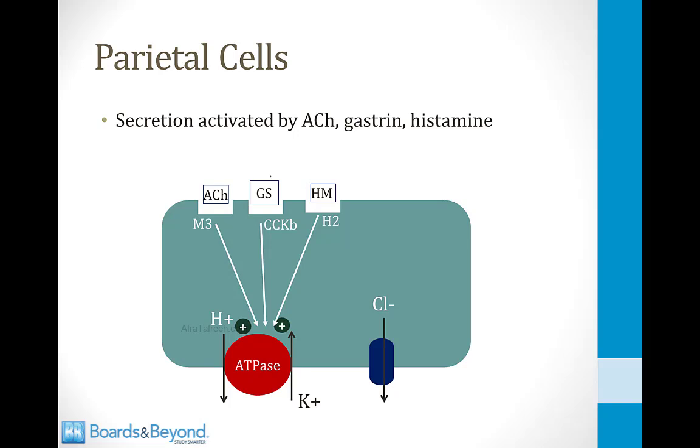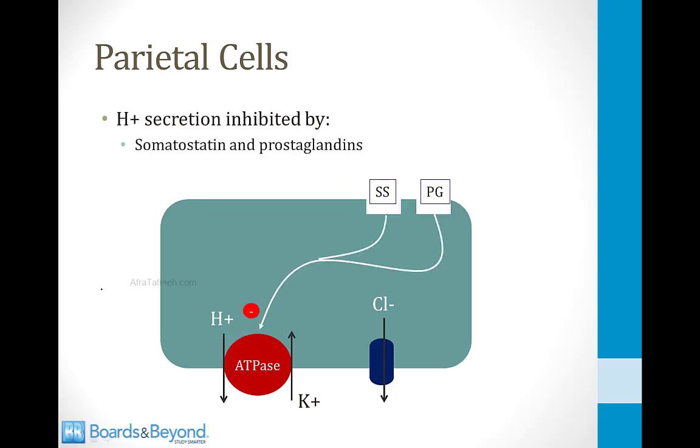Now let's go back to the parietal cells and talk about exactly how those different substances stimulate secretion of hydrochloric acid. So acetylcholine binds to the M3 receptors, as I told you before. Gastrin binds to the CCKB receptor, and histamine binds to H2 receptors. And all of these stimuli of parietal cells directly activate the ATPase to secrete more H+ ions into the lumen of the GI tract. There are two naturally occurring substances which can inhibit the parietal cell secretion of hydrochloric acid. Those are somatostatin and prostaglandins.